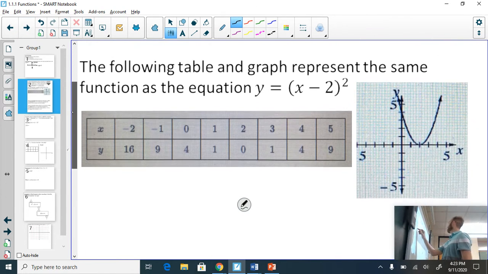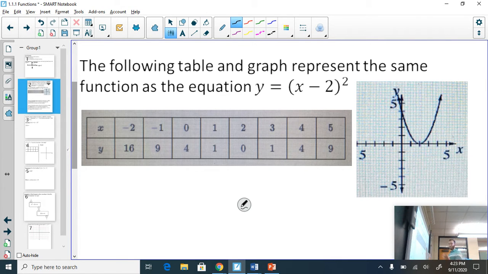And then we have the following table and graph represent the same function as the equation y equals (x minus 2) squared. Now, this is an equation because we have an equal sign. This table on the left shows the exact same thing, just in a different form, right? If we were to go through and plug in a bunch of x values, so let's plug in 1. What happens when we plug in 1? Then we get 1 minus 2, which is negative 1, and then squaring negative 1 is going to become a positive 1, right? Now, if we plug in 2, same thing, 2 minus 2 is 0, squared is going to get us 0. So if we did that for every point, that's why this table is just a representation of that equation.